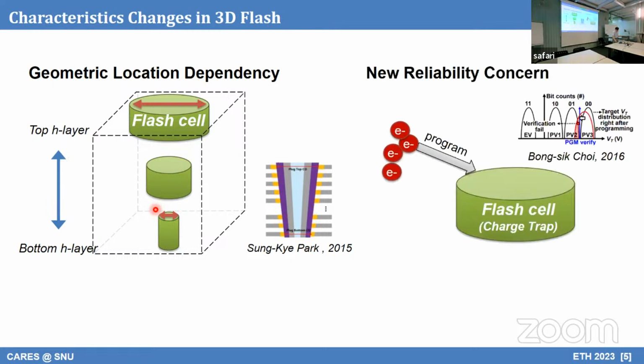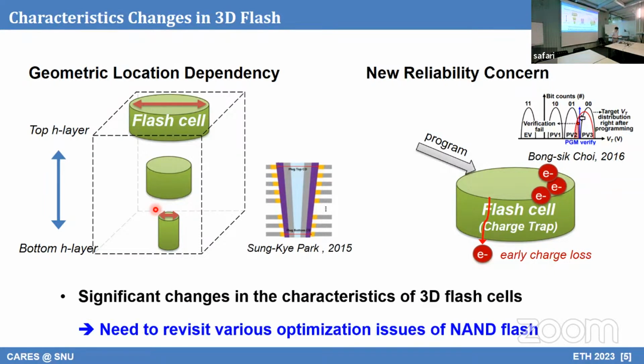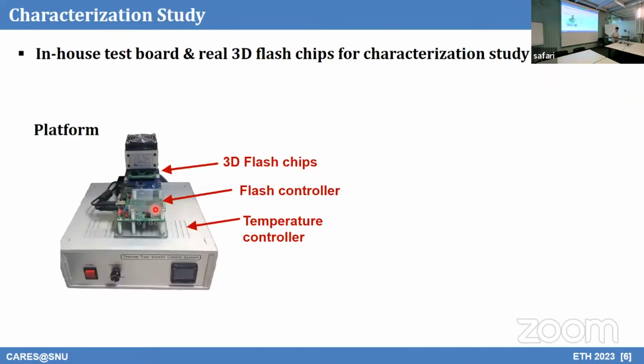Also, in 3D flash memory, there are new reliability problems emerging. For example, early charge loss is a representative problem. So there are big reliability-wise changes, and we want to understand how these changes will affect SSD optimizations. What we focused on was process variability: even in 2D, people knew there is big process variability among different word lines, but we wanted to confirm this process variability aspect of 3D flash memory.